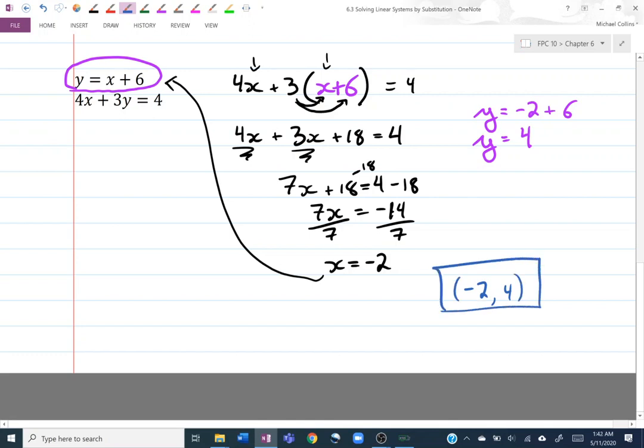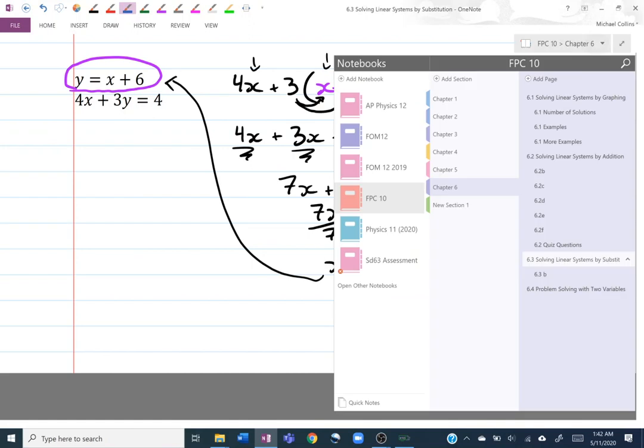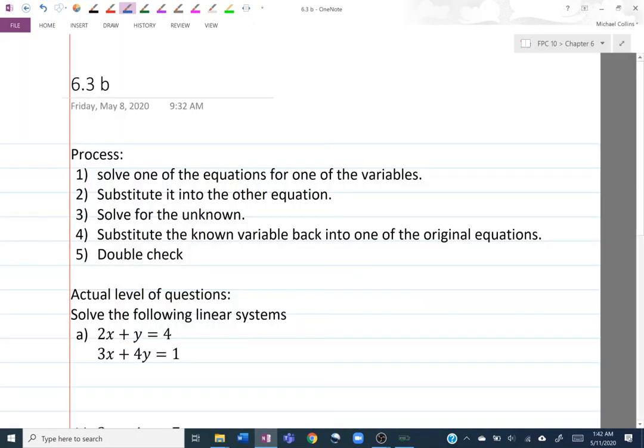So notice how that second step, where I found one of the values and then I go back in and substitute it into one of the original equations, is exactly the same as the addition method that we did in the previous chapter. So it's really only the first half that looks a little bit different. Let's look at a couple more complicated examples and talk about the process in general a little bit.